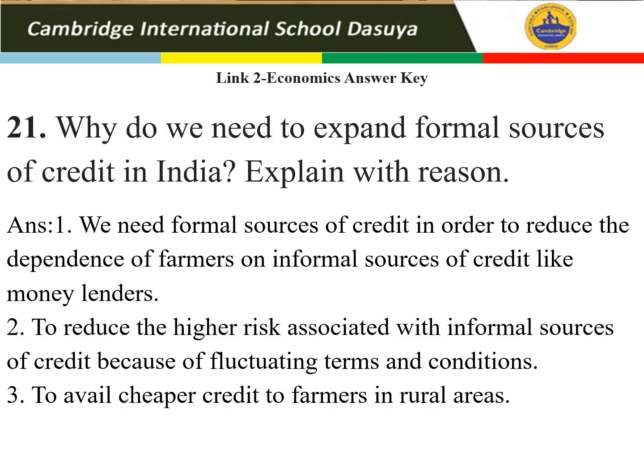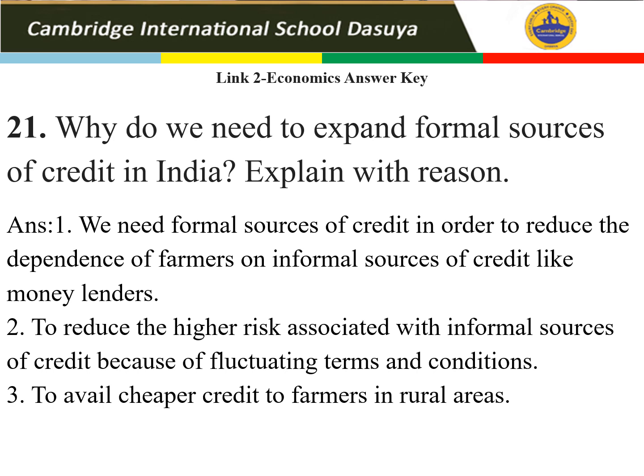So next is, why do we need to expand formal sources of credit in India? This is the 21st question. Fine. So in this, explain with reason. So the first answer is, we need formal sources of credit in order to reduce the dependence of farmers on informal sources of credit like money lenders. So the poor farmers are dependent on informal sources. So उनको बचाने के लिए we need to expand formal sources of credit.